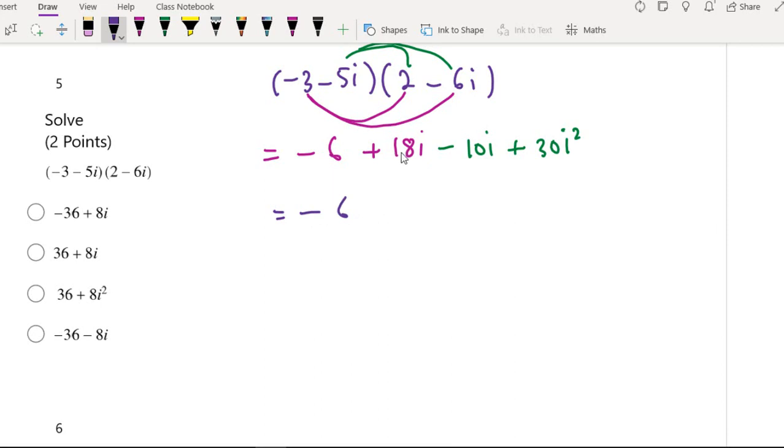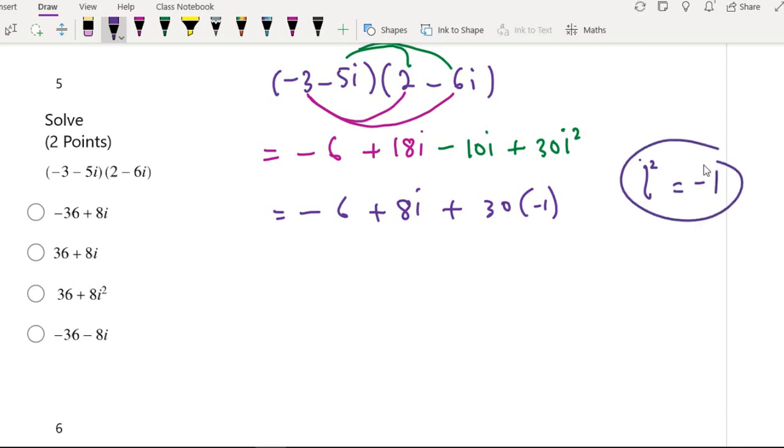Negative 6, 18i minus 10i is equal to plus 8i, plus 30 times negative 1. Okay, always remember that i squared is equal to negative 1. Then simplify. Negative 36 plus 8i. Negative 36 plus 8i. Okay, first option. This is the answer.